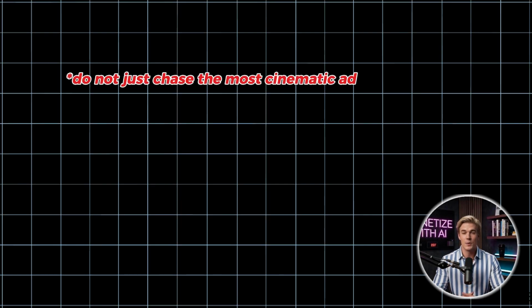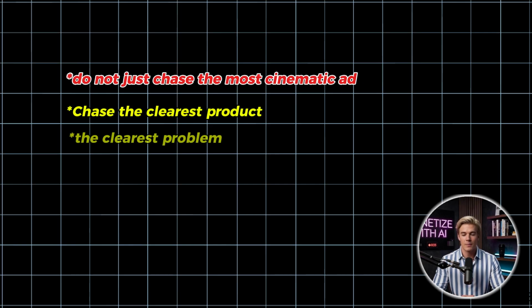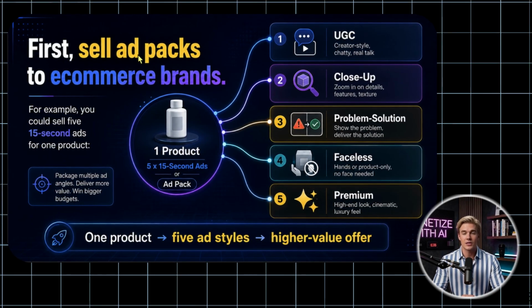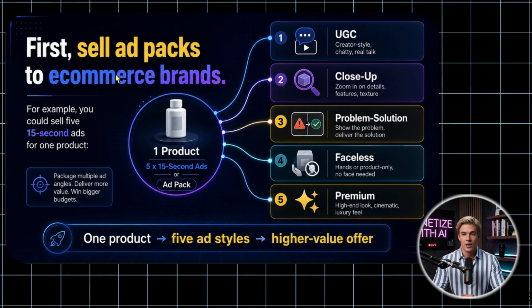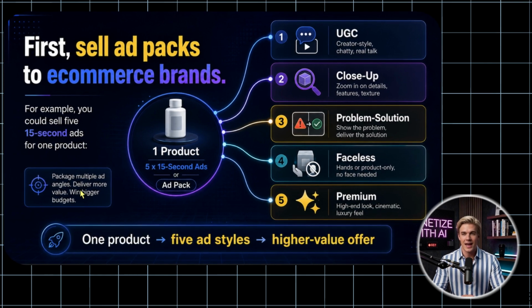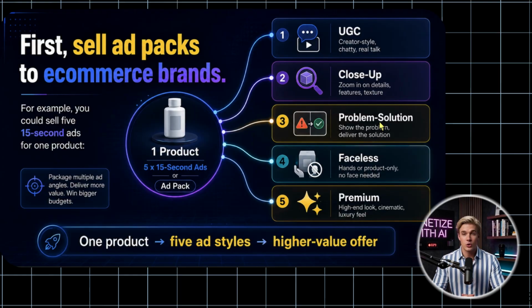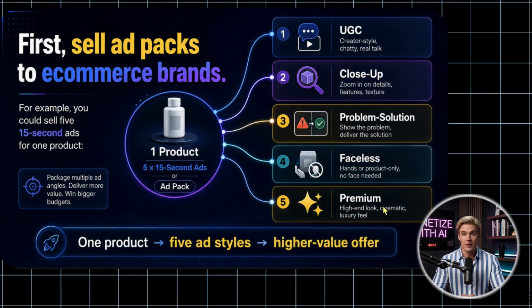Do not just chase the most cinematic ad. Chase the clearest product, the clearest problem, and the format you can repeat again and again. There are 3 ways I would monetize this workflow. First, sell ad packs to e-commerce brands. For example, you could sell 5 15-second ads for 1 product: UGC, close-up, problem solution, faceless, and premium.